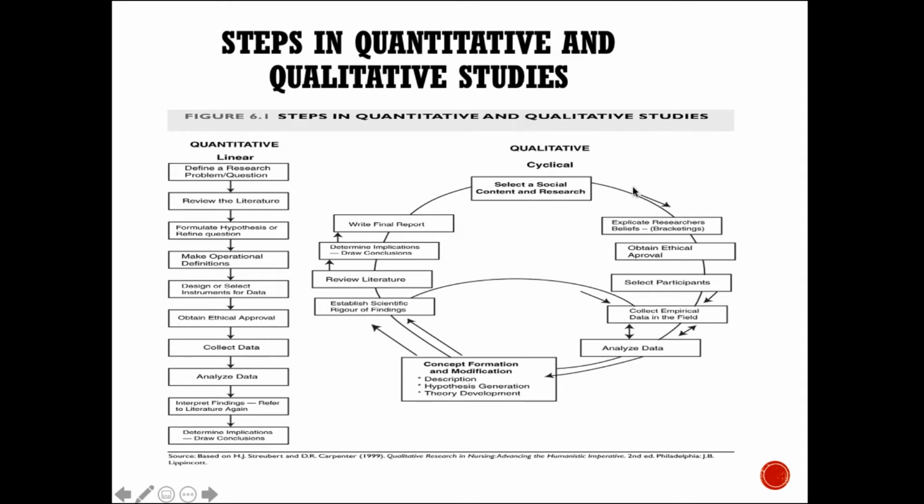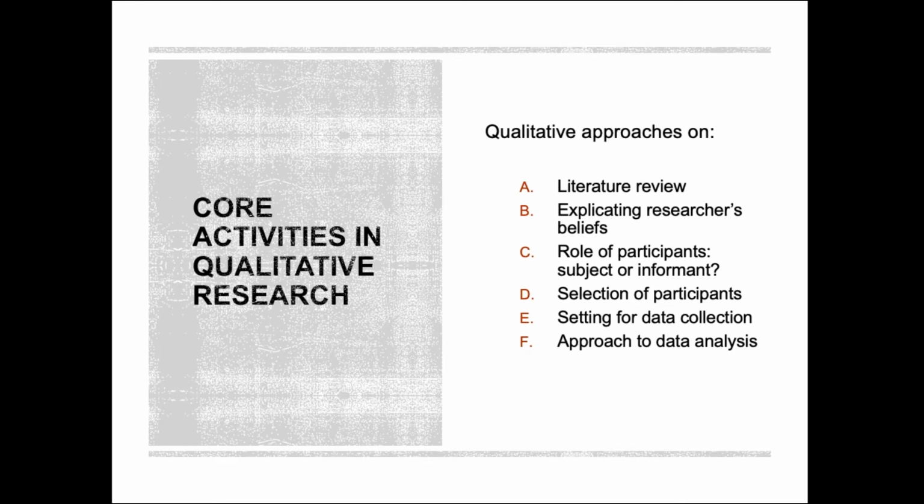So you can see here it is a cycle. You keep going, come back. Whereas quantitative is straightforward from top to bottom. So what are the core activities in qualitative research? In a qualitative approach, we have literature review, even though, as I say, the literature review comes at the end. We have explicating researcher belief. We have the role of participant, who is the subject or informant. We have selection of participants and setting for data collection, and approach to data analysis.